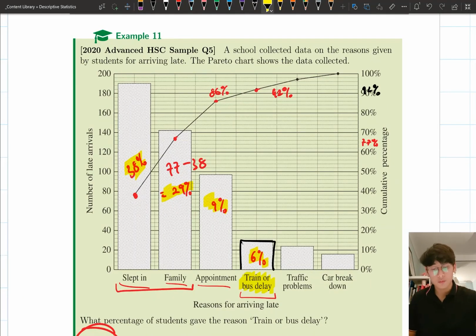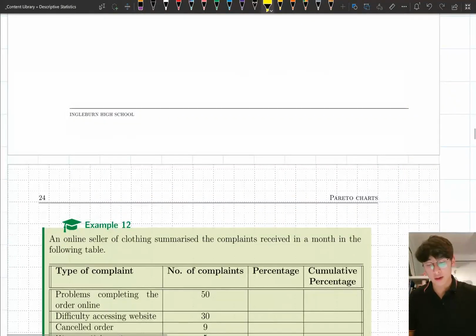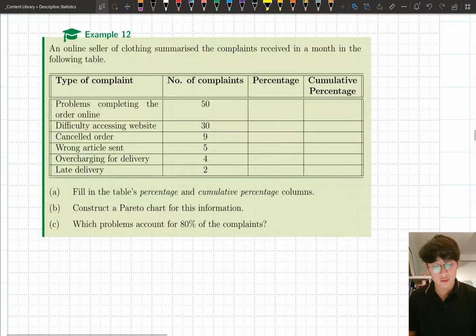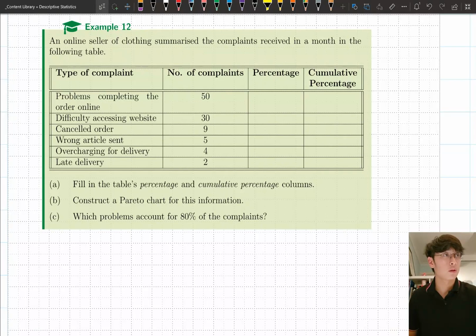Okay, let's go over the page and go through this last example, and then I'm going to leave it there and go through the next part in class, I believe is my plan. Okay, cool. An online seller of clothes summarized the complaints received in a month in the following table. So here's all of the complaints. You've got problems completing the order online, difficulty accessing the website, cancelled order, and so on.